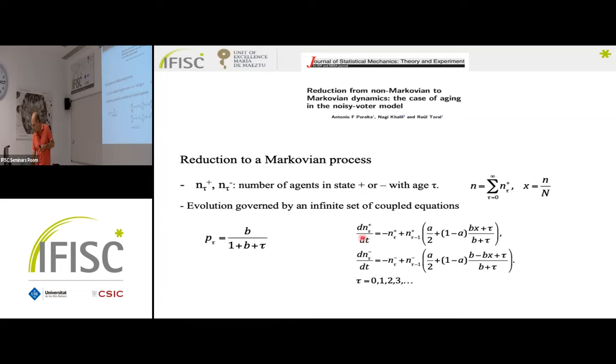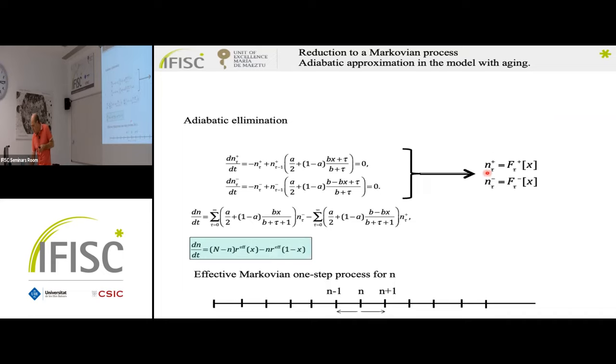So we set this derivative equal to zero. This is a very simple adiabatic elimination. By setting this derivative equal to zero, we find the number of variables with time tau in the plus state or the minus state as a function of the global variable X. Since the global variable X is nothing but the sum of n tau plus and n tau minus for tau between zero and infinity, you can get a closed equation for the evolution of the total number of particles, which is this one.